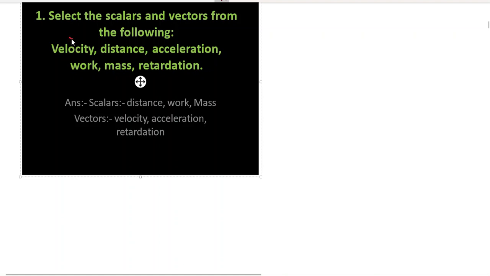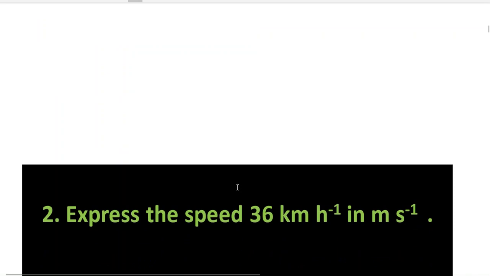Velocity. Velocity is a vector. Distance is a scalar. Acceleration is a vector. Work is a scalar. Mass is a scalar. Retardation is a vector. Right? Very easy.